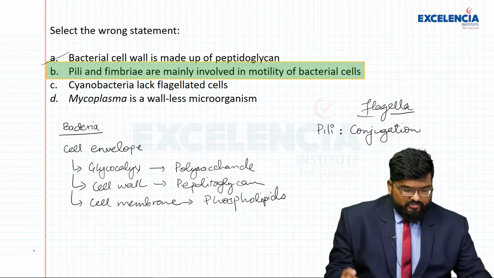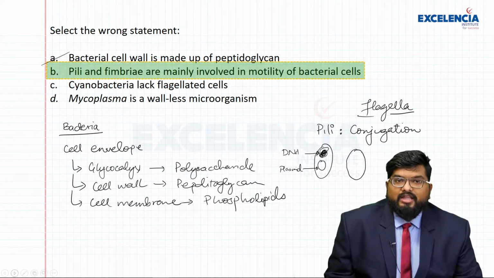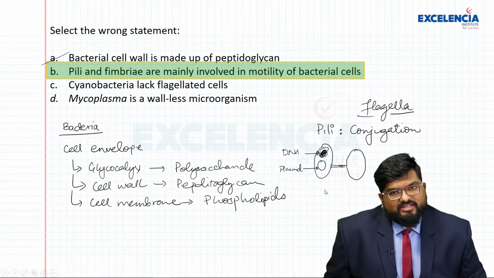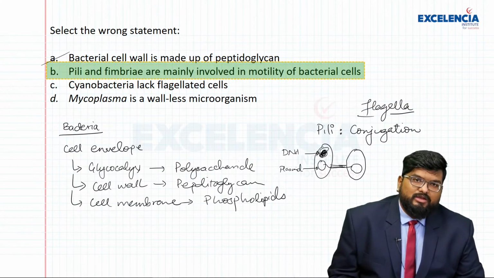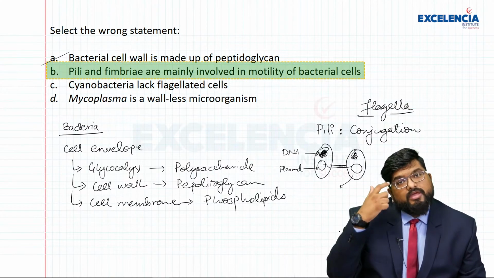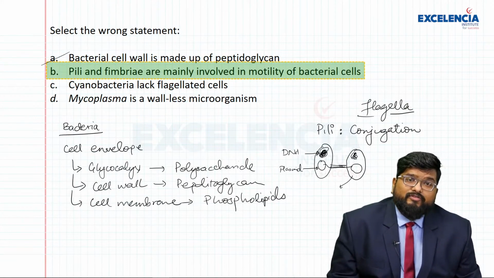So if this is a bacterium that has a plasmid, this is the DNA, and here this is the plasmid. Now if we have another bacterium that does not have the plasmid, then the pili of this bacterium and the pili of this bacterium will form something called a conjugation bridge, and through this the plasmid will be transferred to the other bacterium. Then this bacterium can form a conjugation bridge with another bacterium and provide the plasmid to it. So that is conjugation, and pili are involved in that.